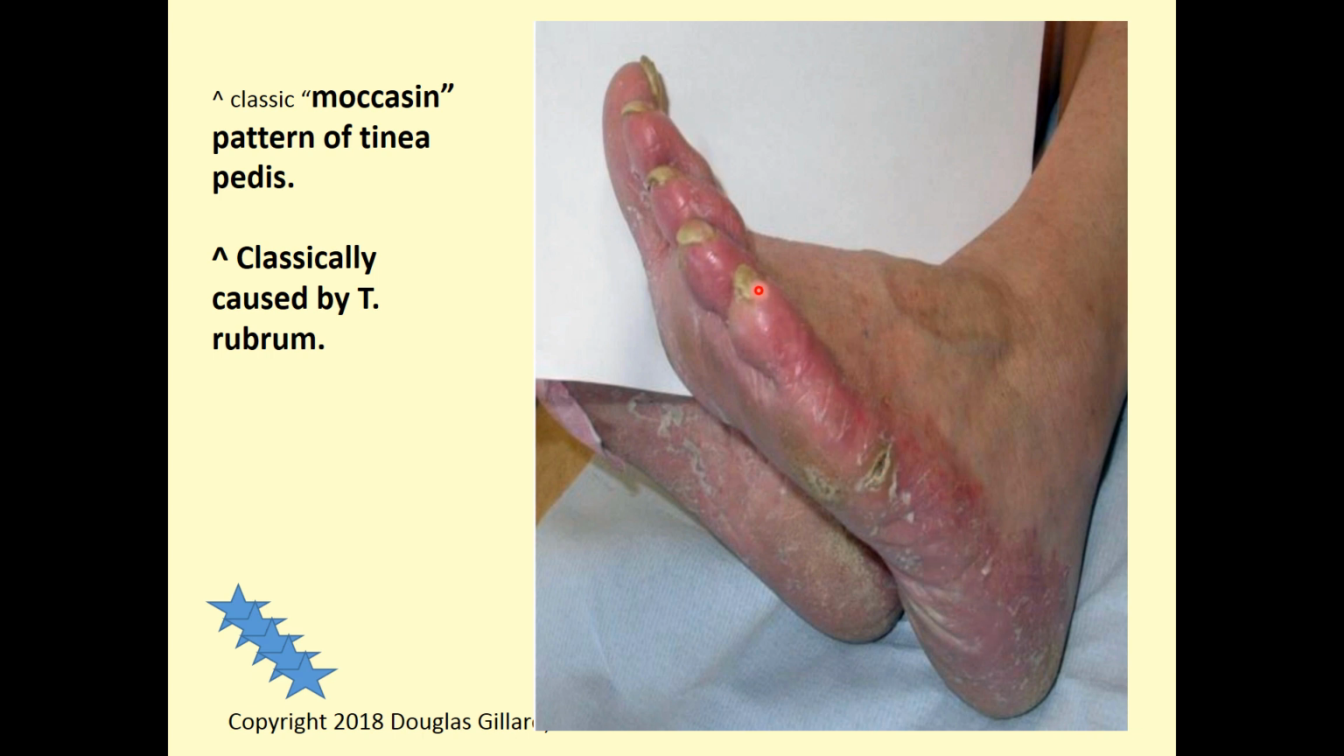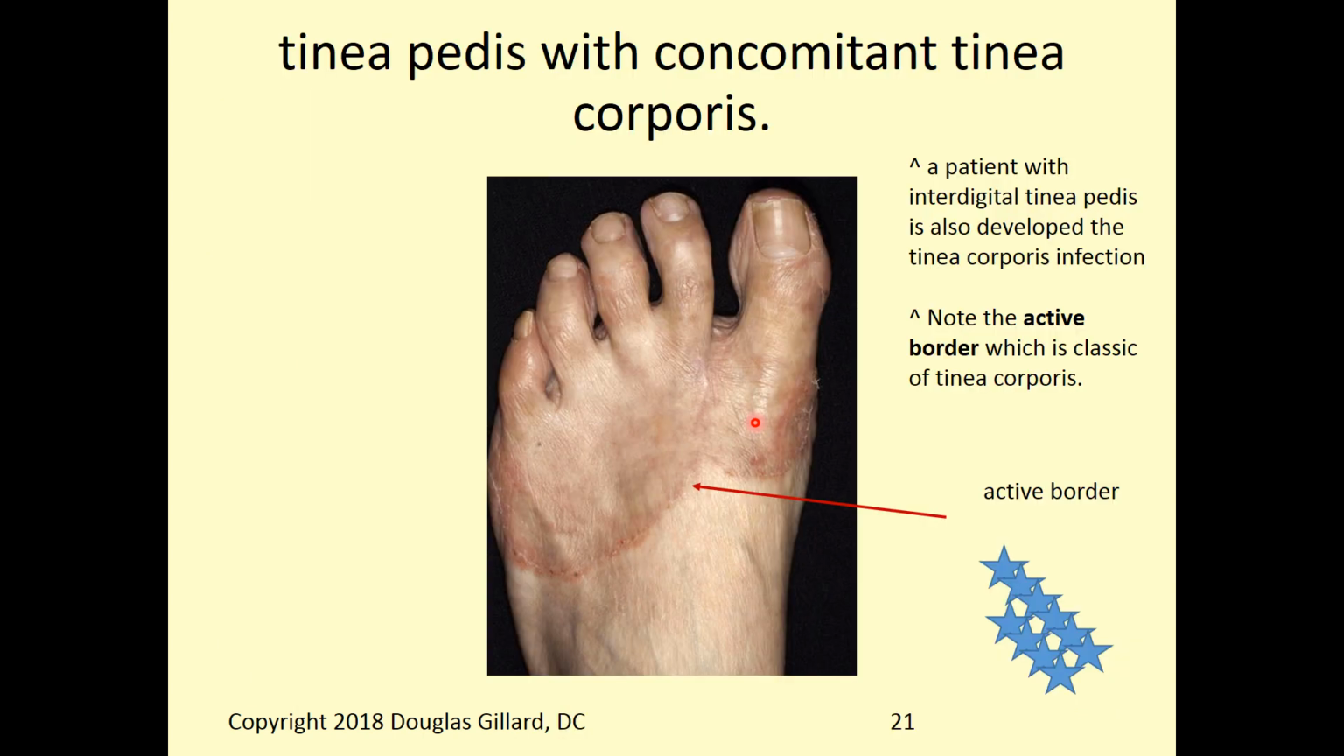He's got some onychomycosis going on, right? Tinea unguium, probably. That's probably the dermatophyte infecting the hard keratin of the nail. You can see kind of an active border, but not really that much. Okay, and again, this one's classically caused by T. rubrum.